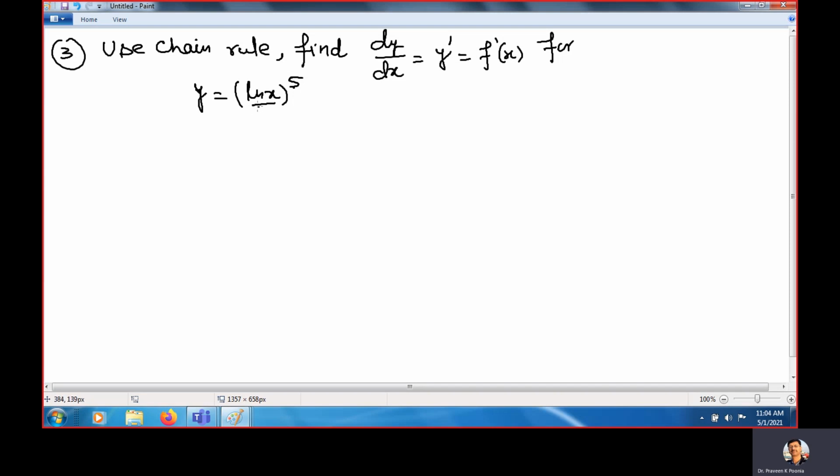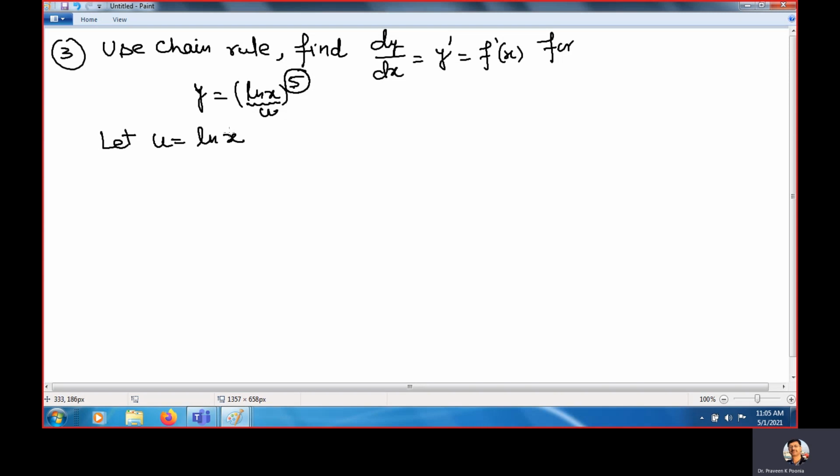We know the differential of log x with respect to x is 1 upon x. But here this 5 is extra. The power is extra. How can we do it? So what we will do is, we will let it be u. Let u is equal to ln x.